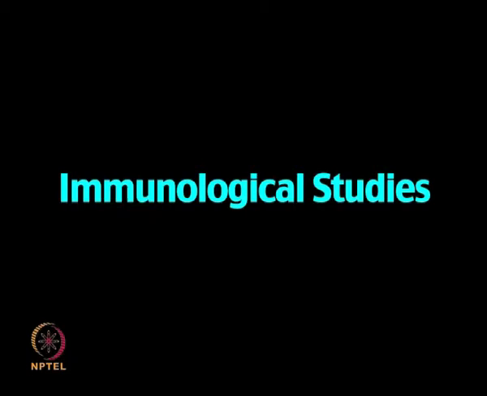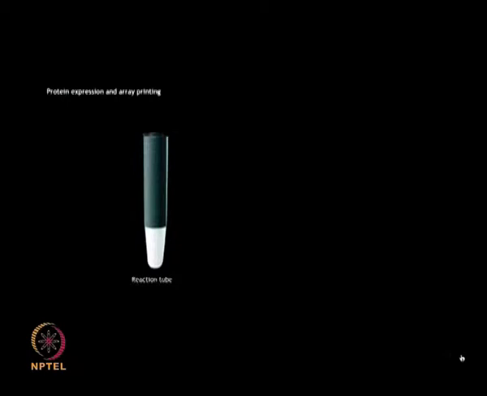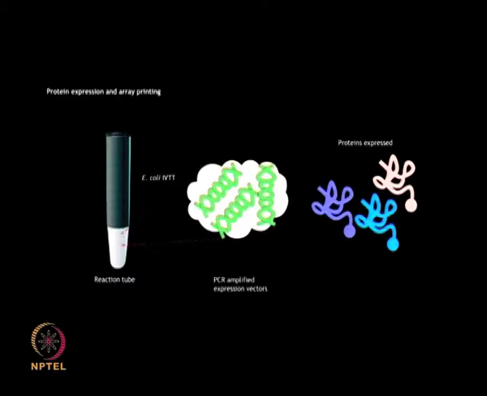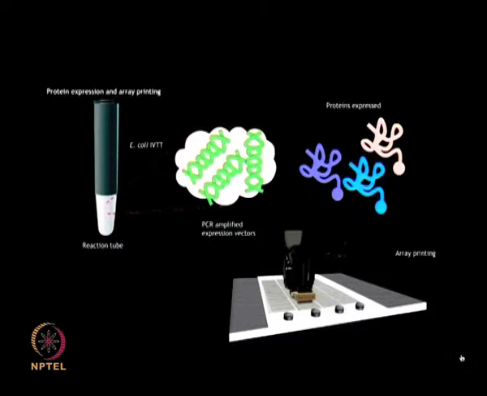Let us now discuss the immunological studies in this animation. The use of cell-free expression based protein microarrays for detection of potential immunogenic proteins of Plasmodium falciparum was studied by Doolan et al. 2008. In this study, authors carried out cell-free expression of PCR amplified vectors using an Escherichia coli in vitro transcription and translation system. They expressed 250 putative proteins that were printed directly onto the microscopic array slides without any need for protein purification.